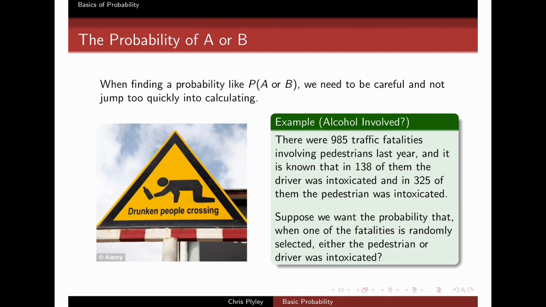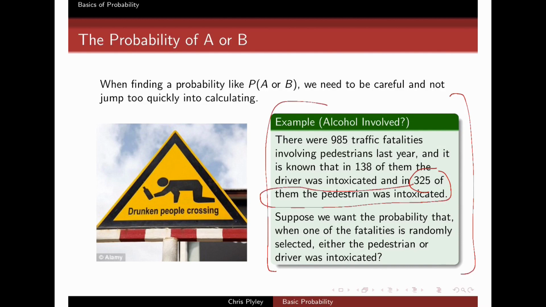And so when we do find a probability like the probability of A or B, we need to be careful and not jump too quickly into just calculating things. So let's think about this example here. It's a nice example. Let's suppose that there's 985 traffic fatalities last year in a particular town, and we know that in 138 of them, the driver of the vehicle was intoxicated. And in 325 of these accidents, that's a lot. Where is this town that so many people are intoxicated? In 325 of these accidents, the pedestrian was intoxicated.